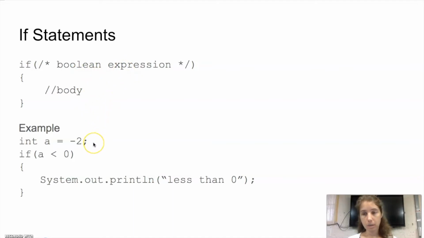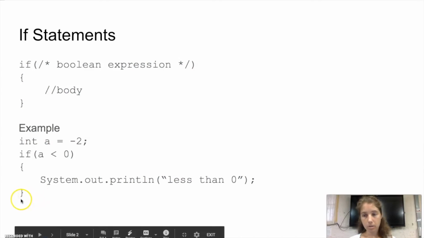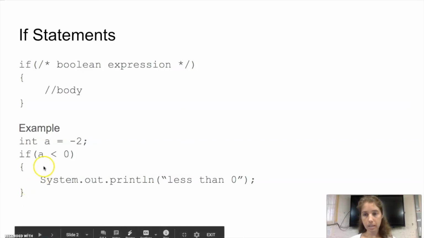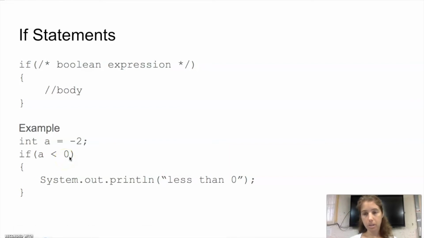So here's an example. We have an integer a with the value -2. If a is less than 0, then we're going to run this line of code. This is the body of our if statement. If it's not less than 0, then we would skip this line of code and just continue down below this closing curly bracket with whatever code is there. So in this case, since a is -2, -2 is less than 0, our Boolean expression is true. So we are going to run this line of code and print out the words less than 0.